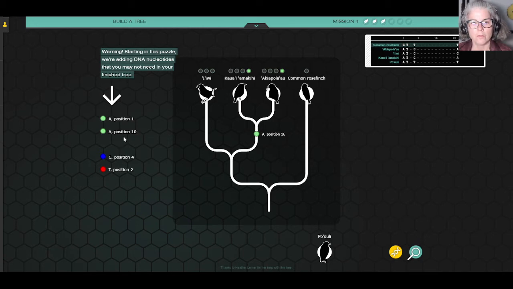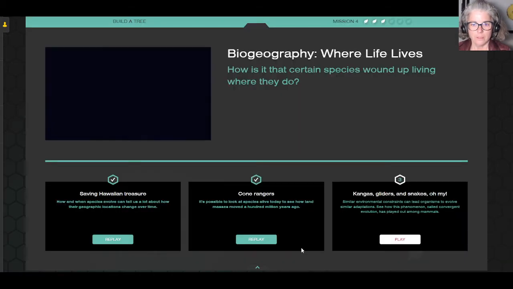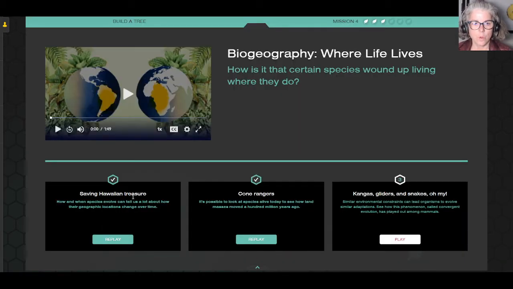They do warn you here that there is a position that's not part of this table, and you should recognize that as position 10. There is no data on position 10 for these birds, so that is the one that you wouldn't be using. Okay, so that is for the mission about saving the Hawaiian birds.